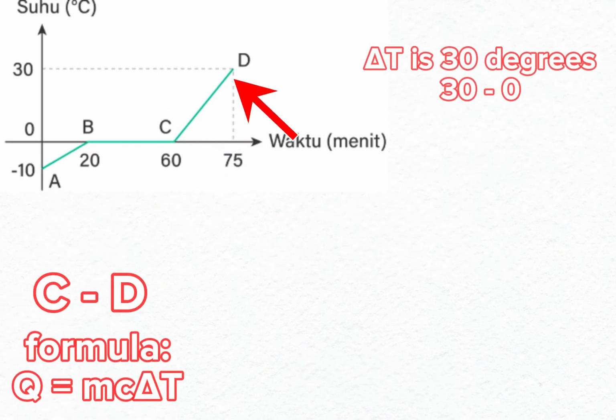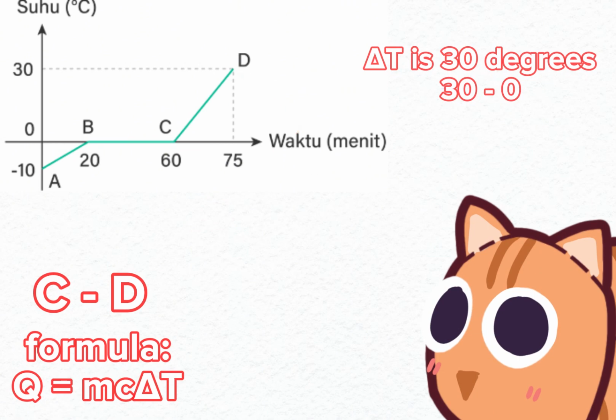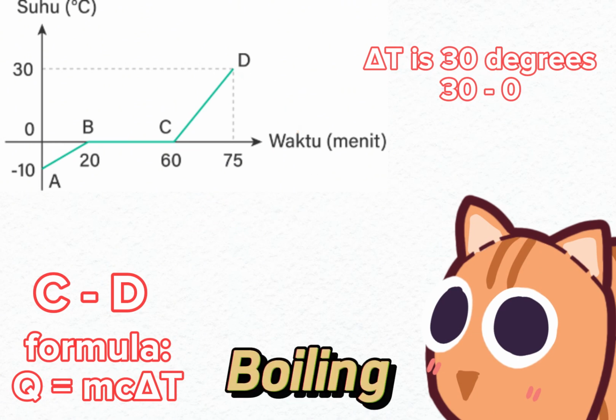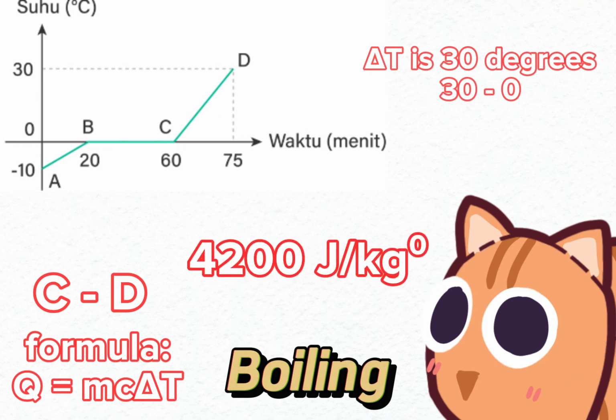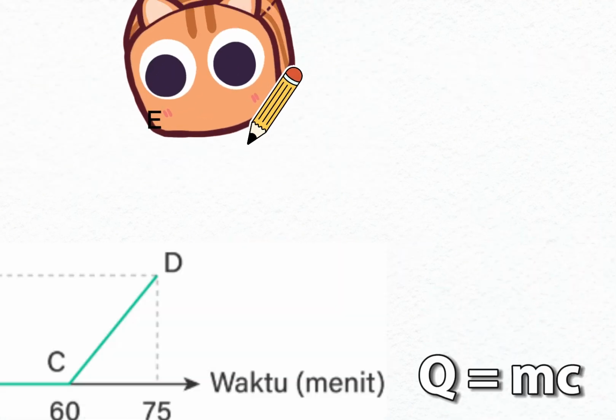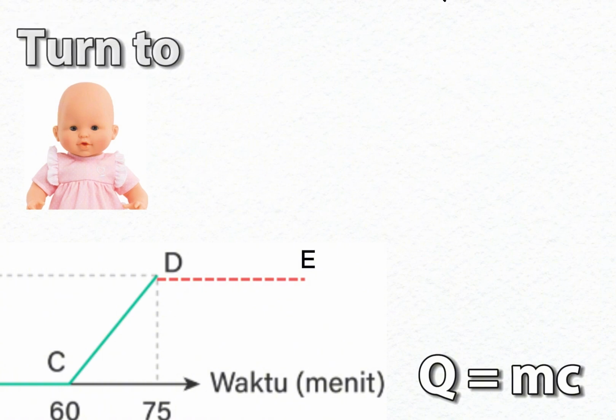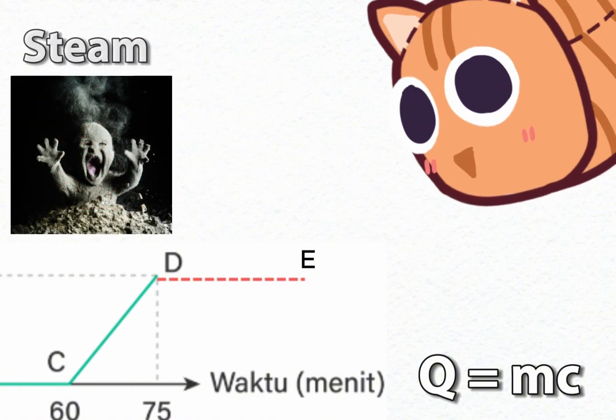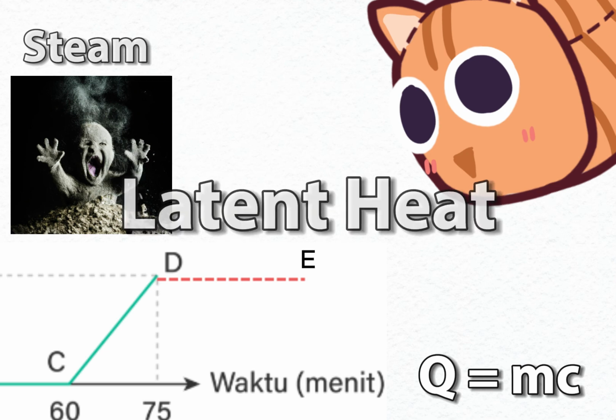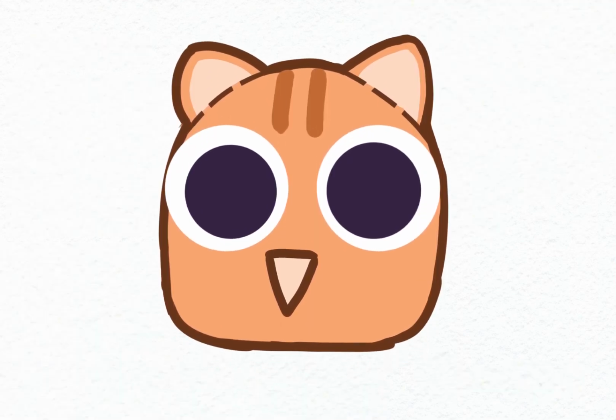The third line, that's rising, is when the water starts to boil. Its specific heat is usually 1 calorie per gram or 4200 joules per kilogram. The fourth line that's flat is when the water turns into steam. This rarely appears in tests, but if it does, just so you know, this thing is called latent heat. So now we know which specific heat is for who.